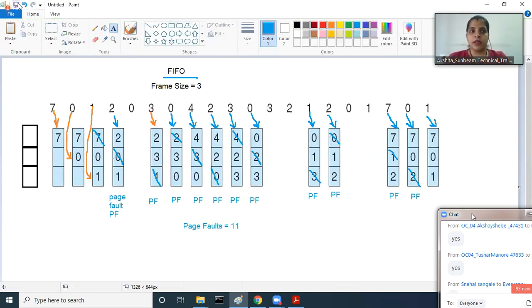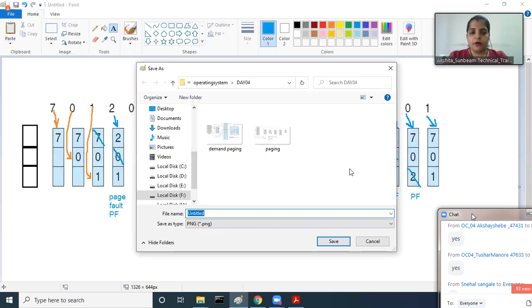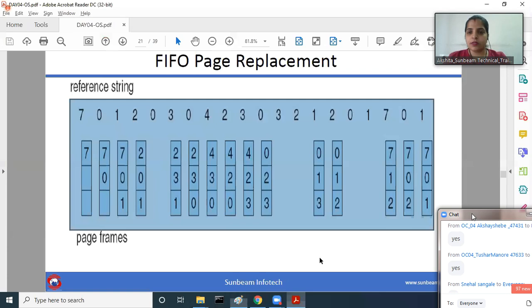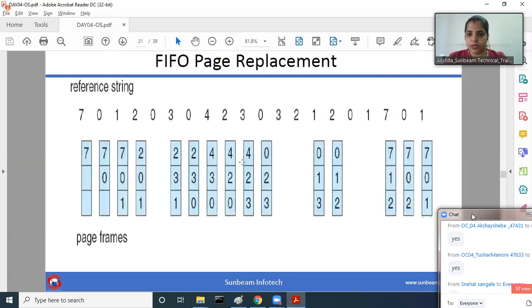Did you understand? This is called FIFO, first in, first out policy. Any questions so far? Have you understood, everyone? Any questions so far? Good. So this was about the FIFO page replacement policy.